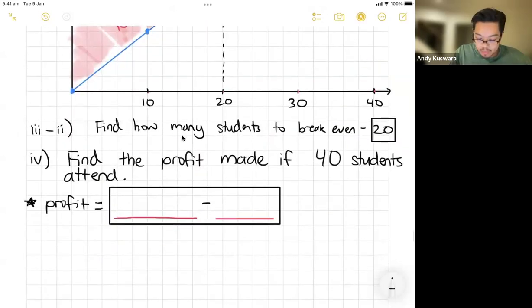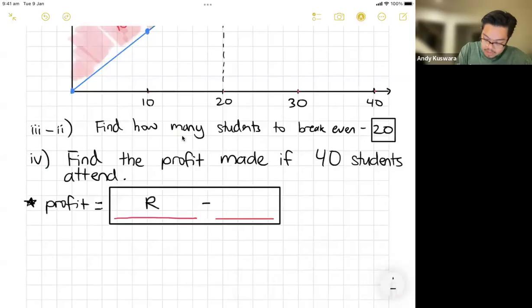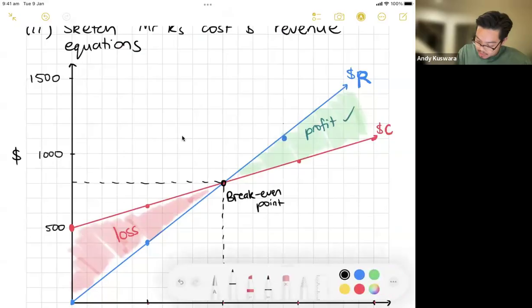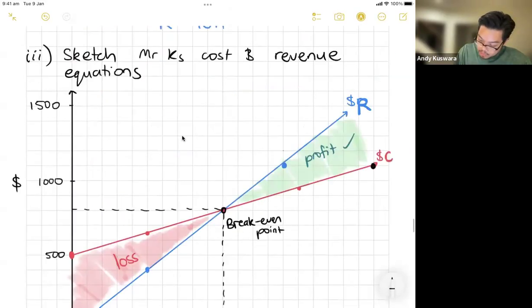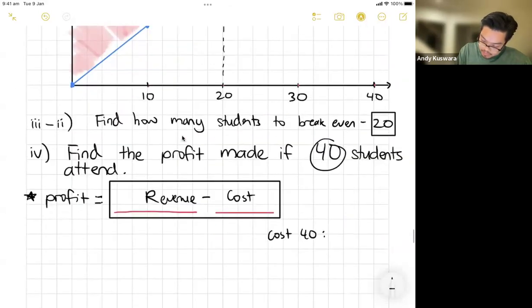However, it says here, let's see what happens. Find the profit made if 40 students attend. And profit, if you want to break it down to a formula, essentially it's going to be revenue minus your cost. Okay. And so if we want to look at 40 students, let's take a look at both of these points here. So the cost for 40 students will be, if I match it up here, 1,100.